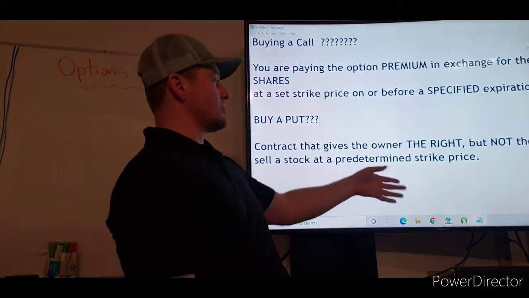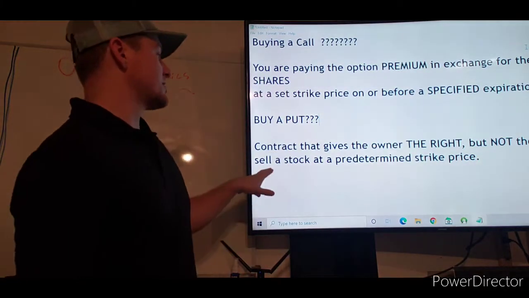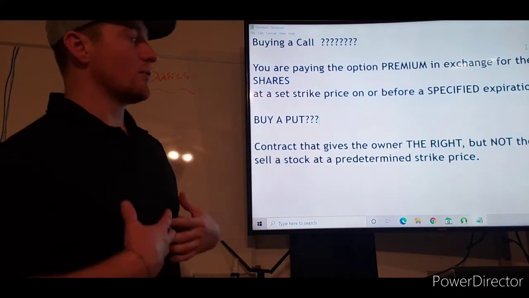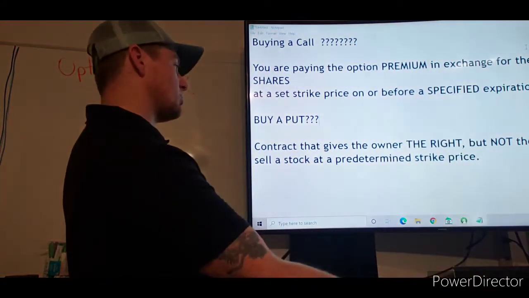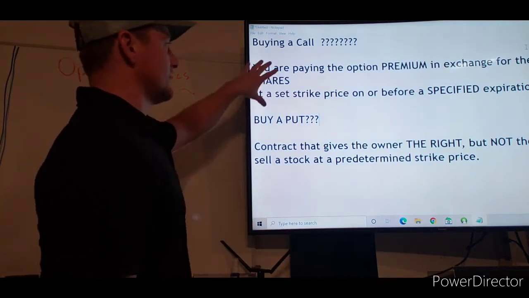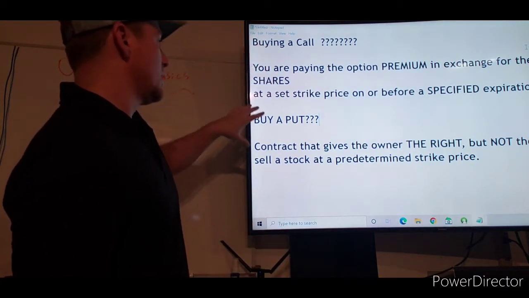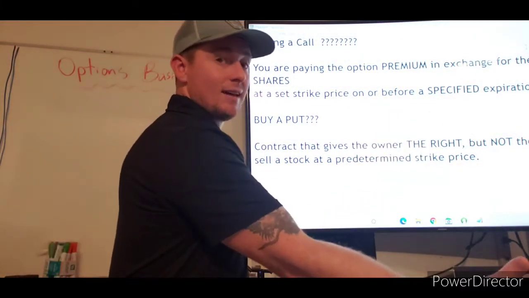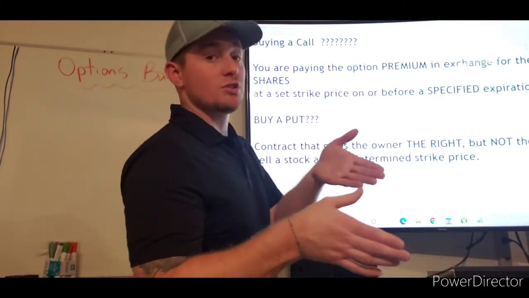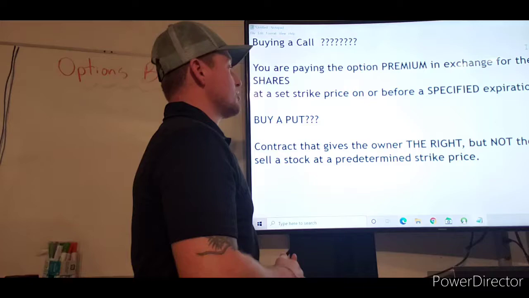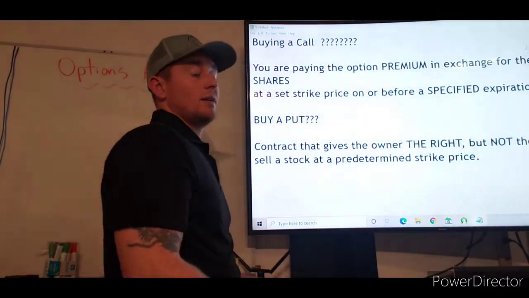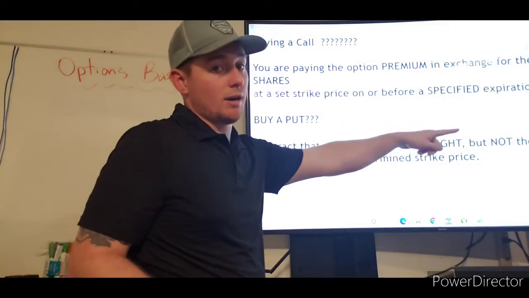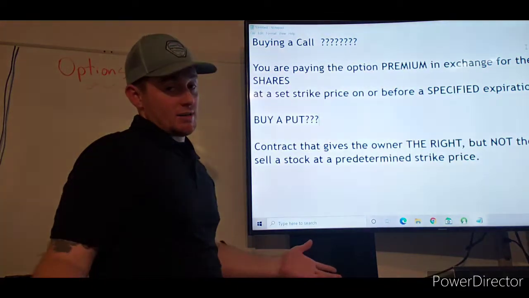Buying a put, again, is a contract that gives the owner the right, but not the obligation, to sell a stock at a predetermined price. It's essentially the same as the call as far as this goes. If you're buying a put for $9, but the stock price is at 10, you need the stock price to be under $9. If it is at $9 and a penny, you're going to lose the whole value of that contract and your right, but not obligation, to exercise it.